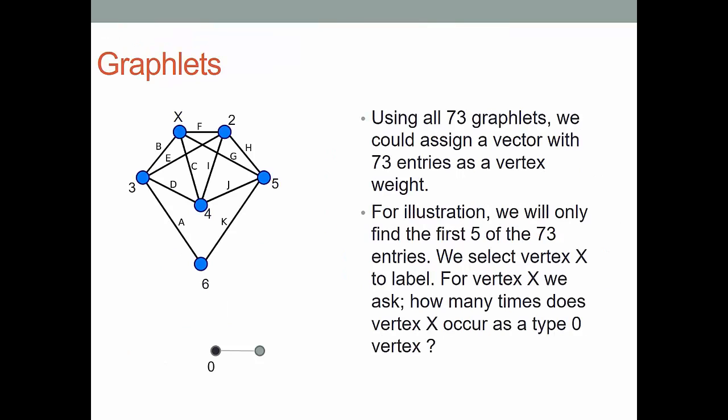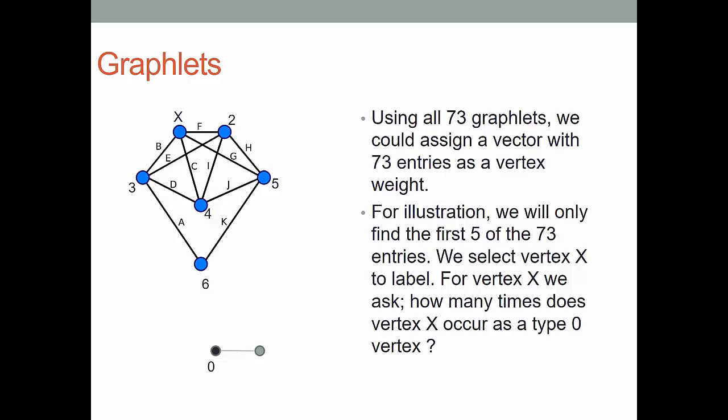So what we want to do is assign values to the vertices in our graph based on their graphlet role. So for demonstration purposes, let's look at the vertex labeled X. I've changed its label from 1 to X, so I won't confuse it with the graphlet node 1. So the vertex labeled X. Now I ask the question, how many times does the vertex labeled X appear as an end vertex of an edge? That is, how many times does it act like node 0?